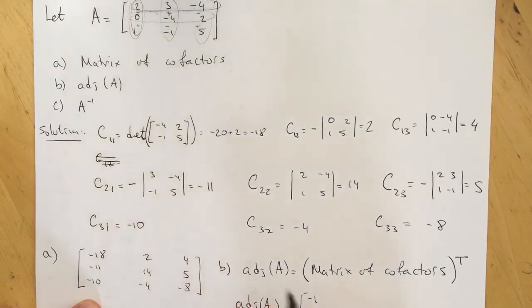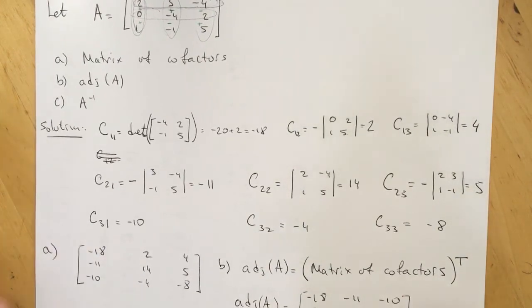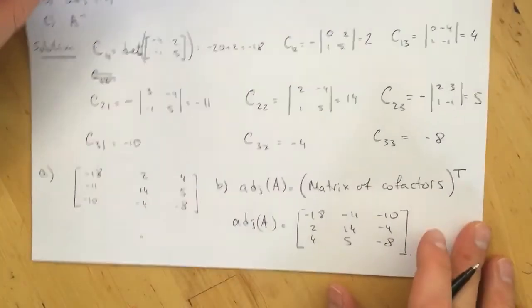So switch the rows and the columns. Negative 18, negative 11, negative 10. The first column becomes the first row. The second column becomes the second row because we're looking for the transpose. 14 and negative 4. And the last one is 4, 5, and negative 8. Okay. Sorry about that.